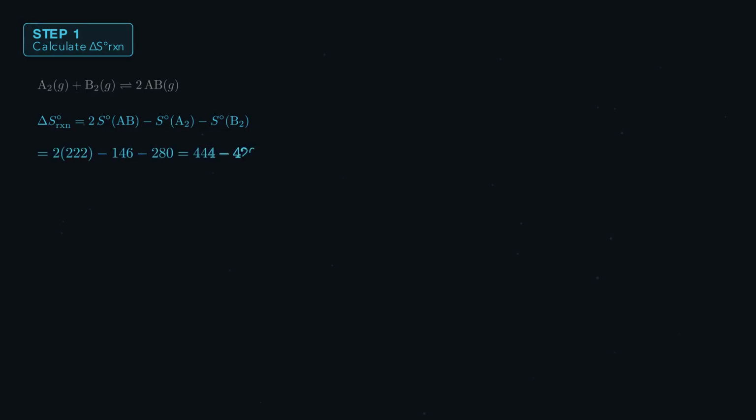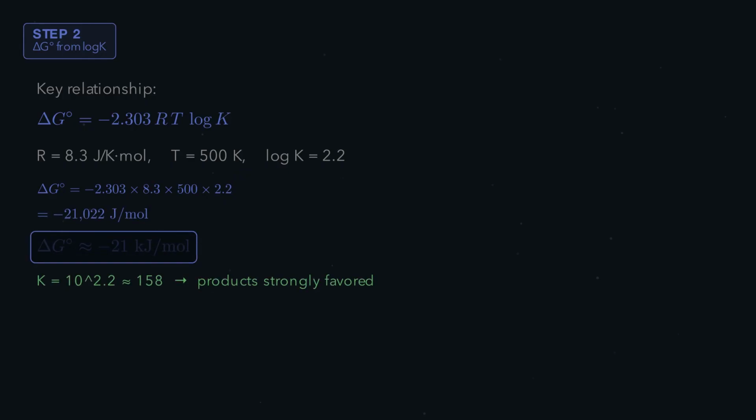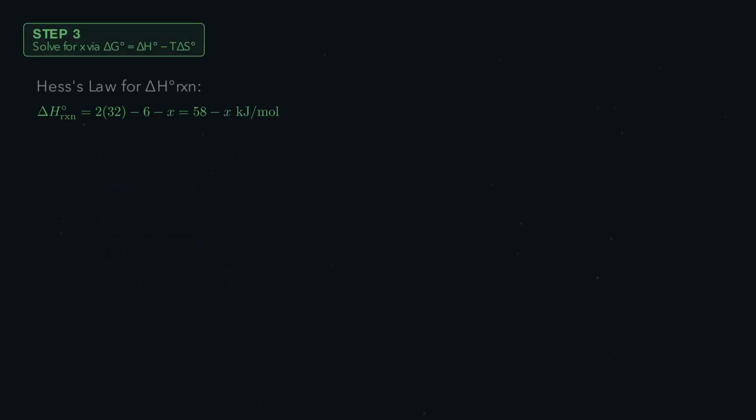Products minus reactants, 2 times the entropy of AB minus the entropy of A2 minus the entropy of B2. That gives us 444 minus 146 minus 280, which simplifies to 18 joules per Kelvin per mole. Now, we convert K to delta G naught. We know log K equals 2.2, T is 500 Kelvin, and R is 8.3 joules per Kelvin per mole. Plugging in, the result is approximately negative 21 kilojoules per mole. Notice how a large K gives us a strongly negative delta G. The reaction strongly favors products.